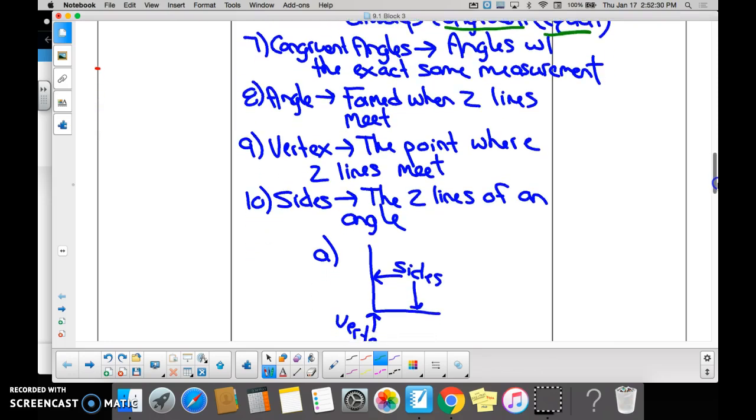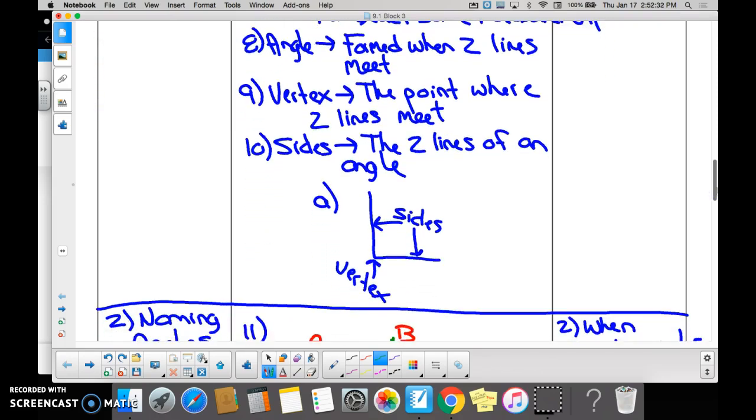And then angle, vertex, and sides, we talked about them down here. This is our angle. Where two lines come together, that is the vertex, and then this and this are the sides. Excellent.